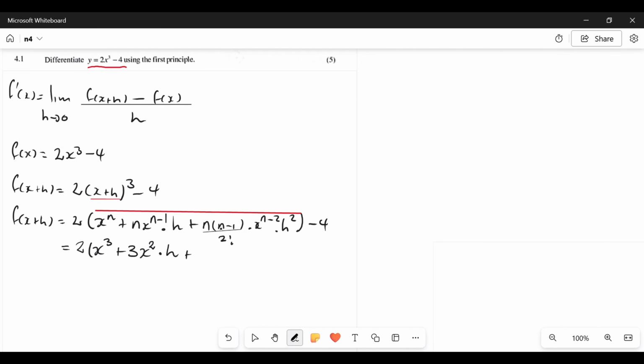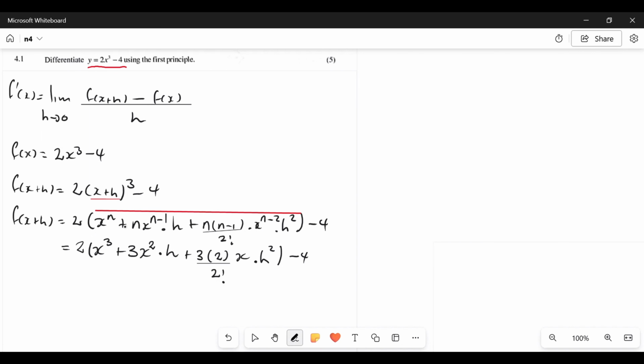So the third term, we have n, which is 3 there, open bracket. We have n minus 1. Remember, 3 minus 1 is going to give us 2. All this is divided by 2 factorial. There we go. And then we have x to the power of n minus 2, which is going to be 3 minus 2 as exponent. This is going to give us 1. Even if you don't write anything there, it's fine. Multiplied by h squared, close bracket, minus 4.